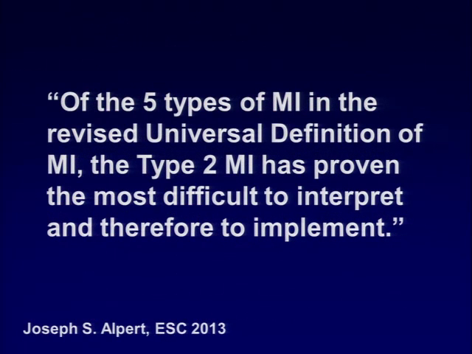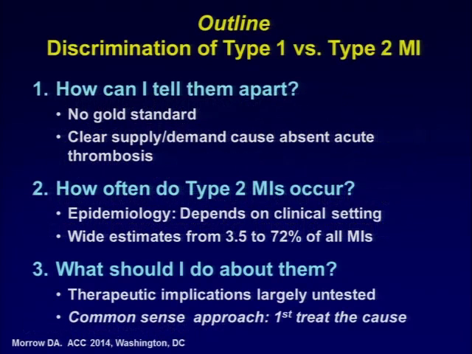And Joe Alpert has many times said this, and the last time was at the ESC, where he pointed out that out of the 5 subtypes of MI in the revised universal definition, this has proven the most difficult to interpret and therefore to implement. And I think that the rest of the committee got together after I had left, drew the short straw, and handed it to me for this talk. But I actually think it's an important and valuable challenge because this is really, in my opinion, the major area where we still have more research to do in the coming 5 years.